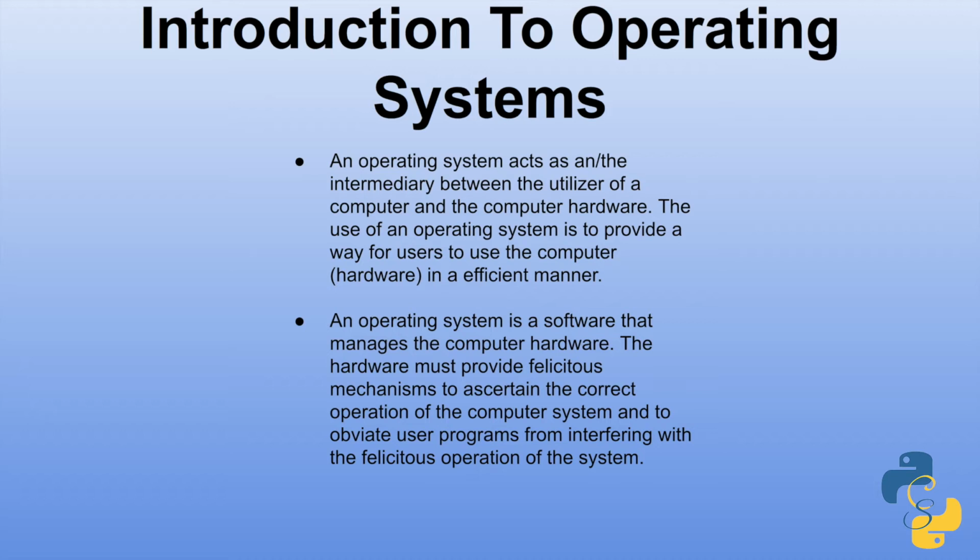So an operating system is a software that manages the computer's hardware, of course. The hardware must provide felicitous mechanisms to ascertain the correct operation of the computer system and to obviate user programs for interfering with the felicitous operation of the system. So what this basically means is that the operating system is basically in complete control of the computer hardware, and it really takes the user's commands and makes the computer do that, and also make sure that the computer does not stray off and do something that it's not supposed to do.